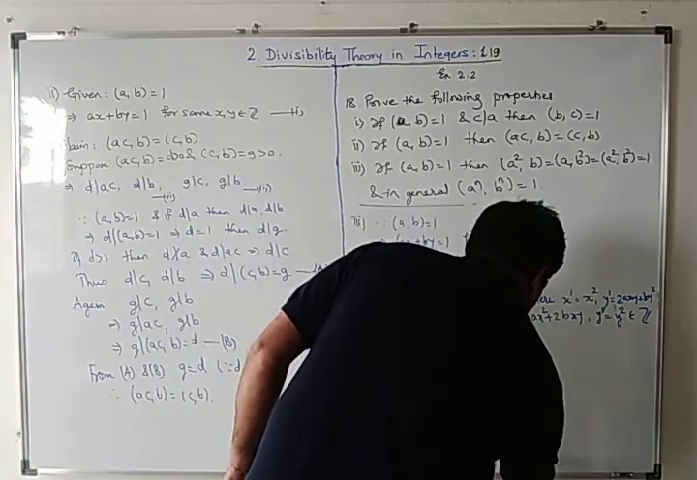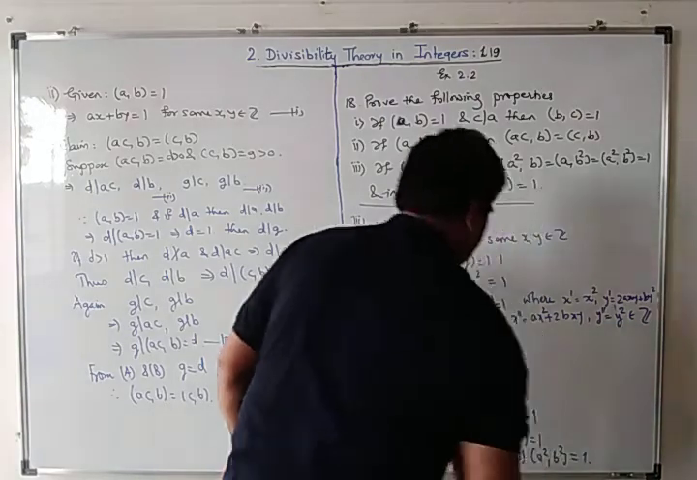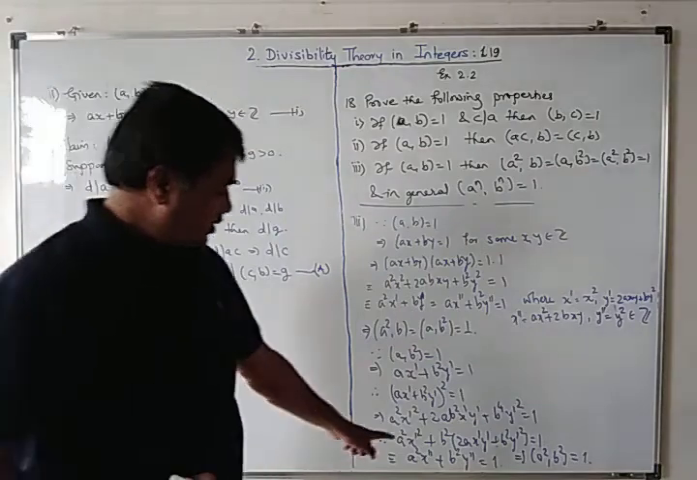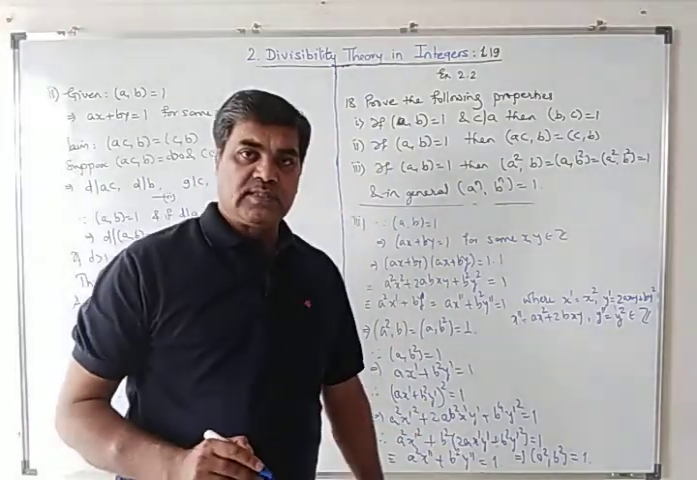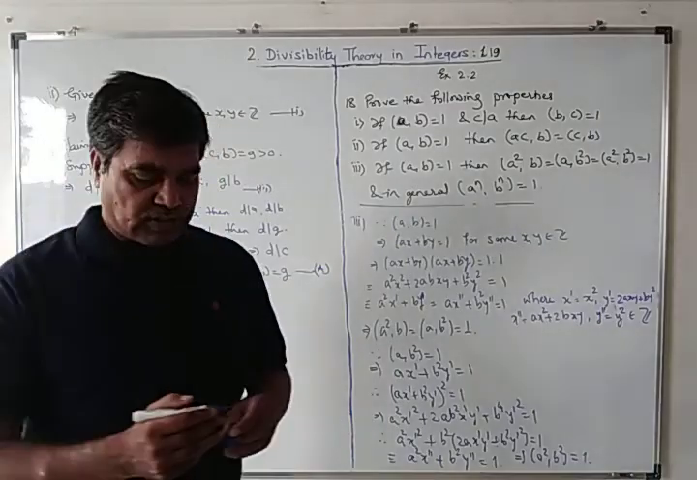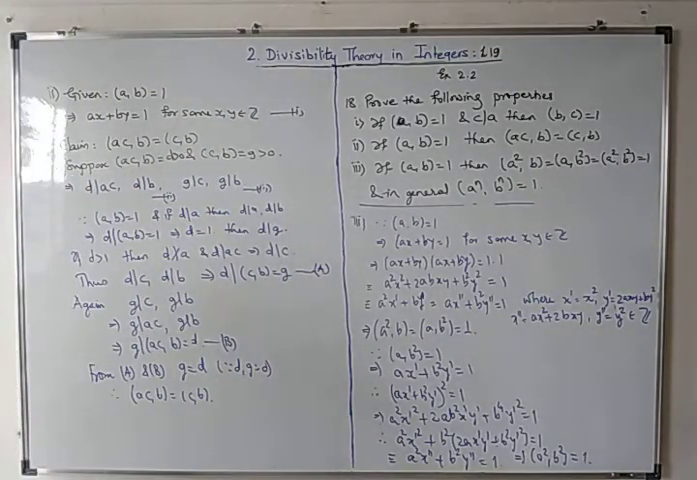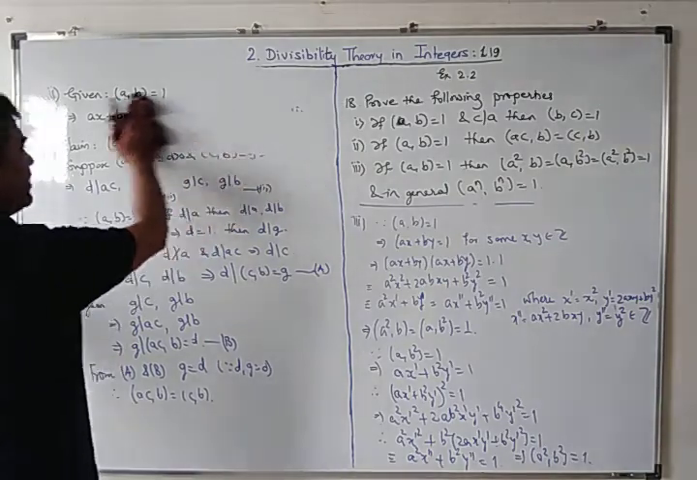This implies GCD of a square, b square is 1, because these are integers, and that's why we are getting that answer. Okay, so in this way we have proved it. So we can extend it.